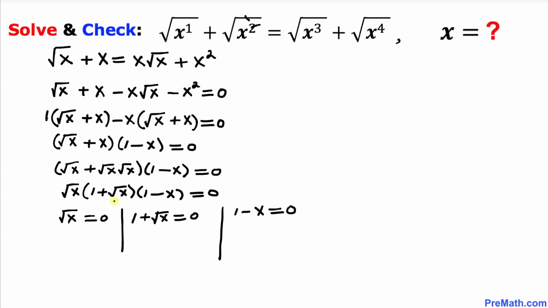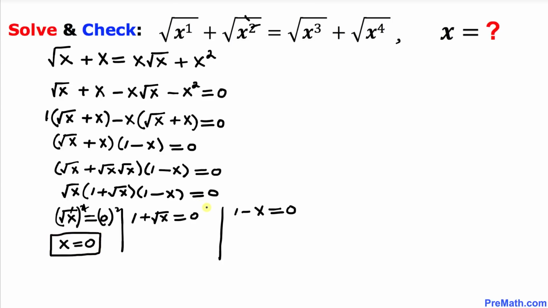Now let's focus on this first part of this group. We can take the square on both sides. So we can see this square and square root undo each other. So simply we get x equal to 0 squared, which is the same as 0. So one of the solutions turns out to be x equal to 0.